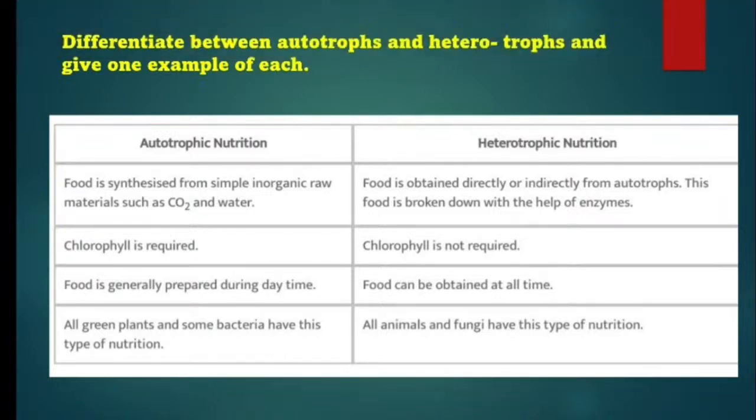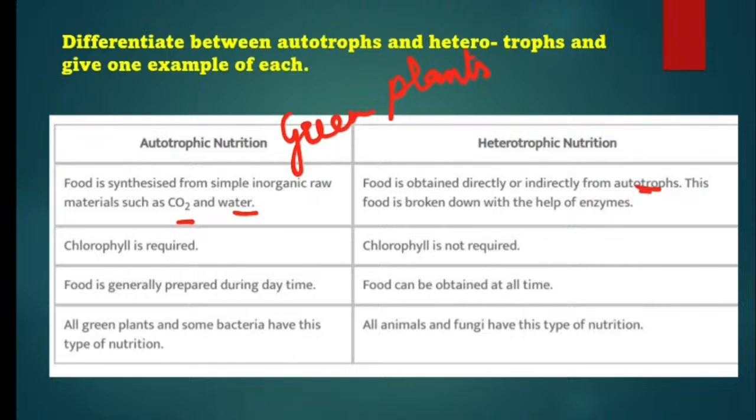So the first question is: differentiate between autotrophs and heterotrophs and give examples of each. As you all know, autotrophic nutrition is basically synthesized from simple inorganic raw materials such as water and carbon dioxide. This is done by producers or green plants. All green plants are called autotrophs. Now, heterotrophic nutrition is the food that is directly or indirectly obtained from autotrophs.